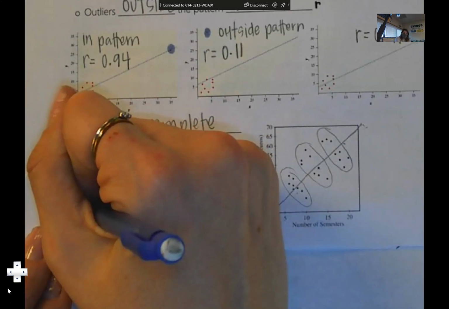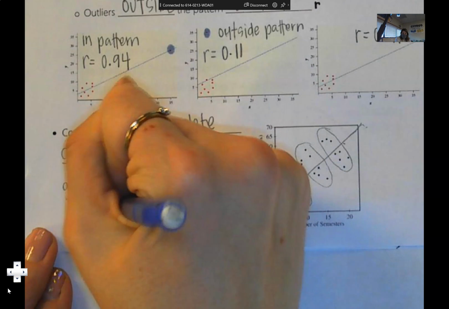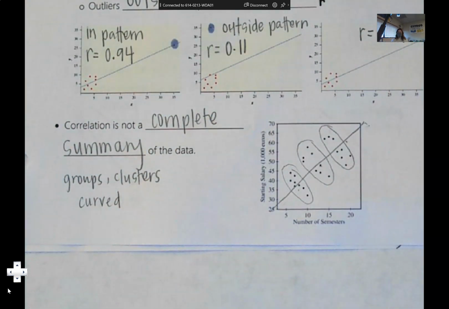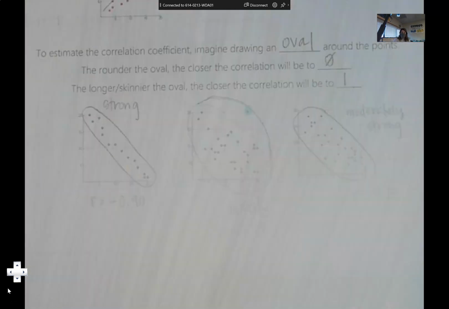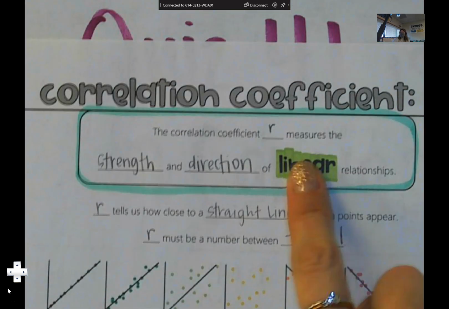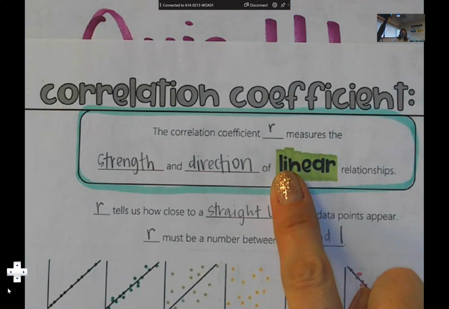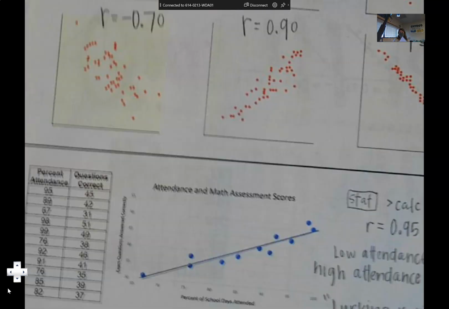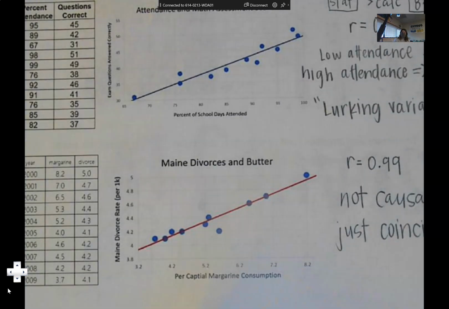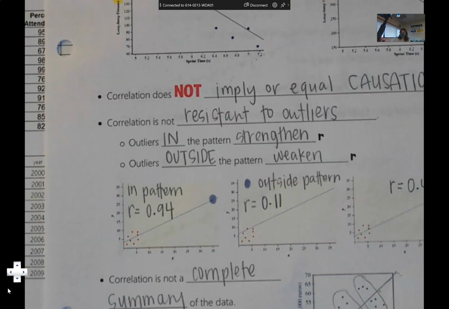It won't tell us if the data's curved. Even if it's curved, we could get an R value. Should we? No, because remember, correlation is only for linear relationships. So if you know that the graph is curved, you would never find R. But if you just got a table and they said find R, you might run into some trouble if you didn't know that the graph was curved. So these are our properties of correlation.